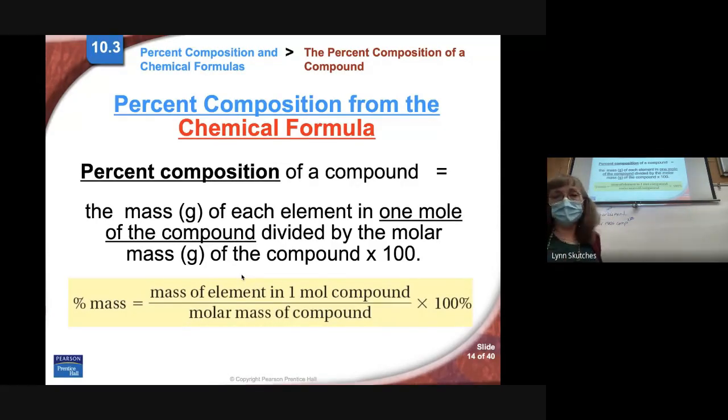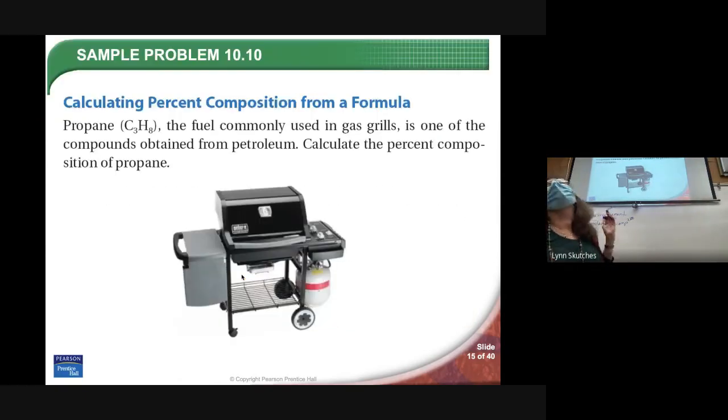Time for a nap, huh? All right. We've talked about propane before. You built it when we did our molecular models. Propane is C3H8. What does that mean? That means instead of writing CCC, instead of writing all that, we just compact it. But we have to account for all the carbons, and we have to account for all the hydrogens.